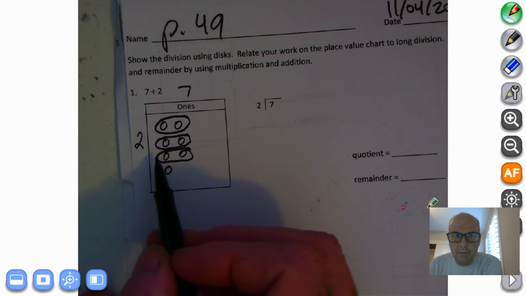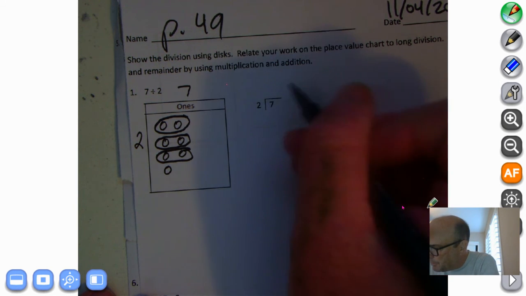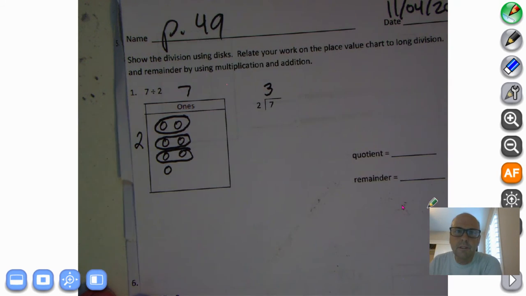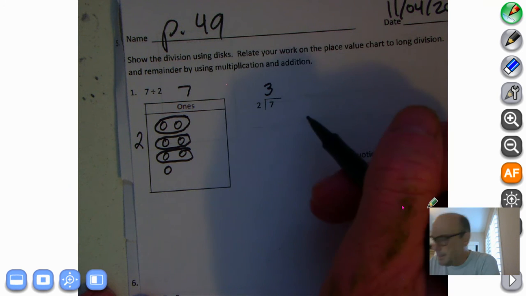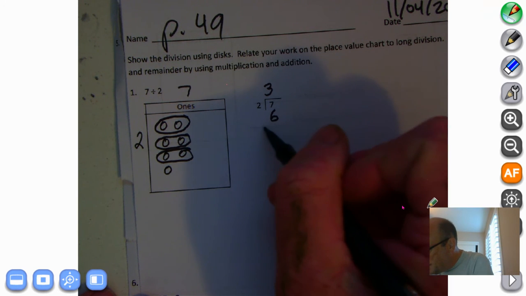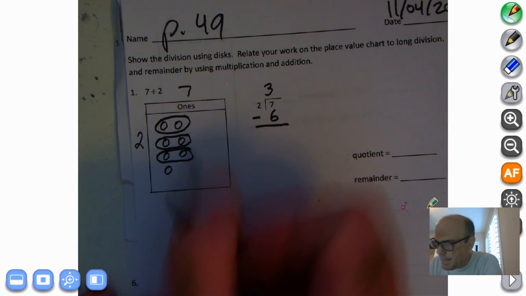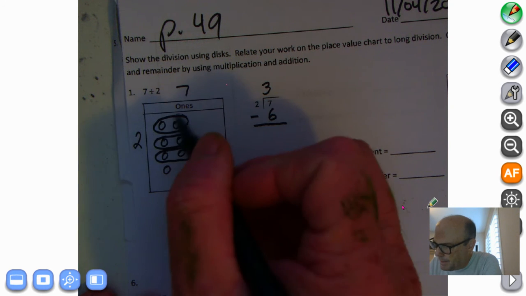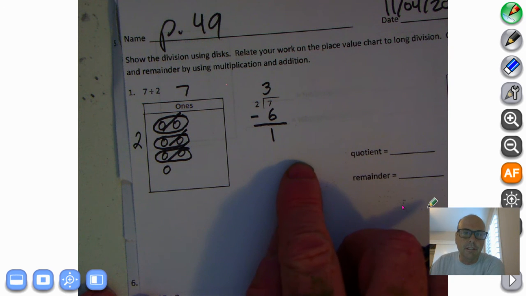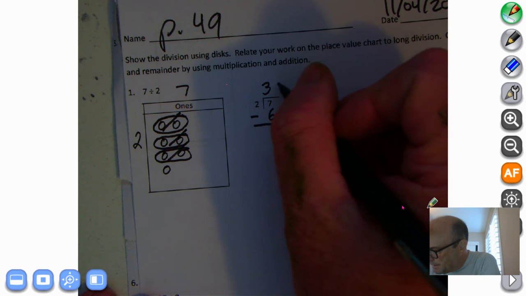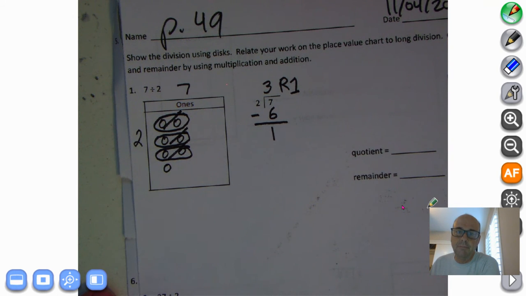2 times 3, right, is 1, 2, 3, 4, 5, 6. So what we do is we put the 3 on top and we multiply by it. 2 times 3 equals 6. And then to find the remainder, what we do is subtract. 7 minus those 6, we had 7 disks. We're going to take away these. What do we have left? 1. So this is how we get the answer using long division. It's 3, remainder 1.